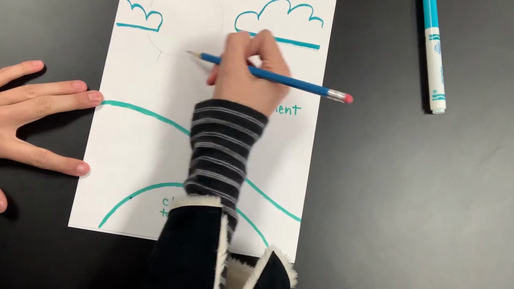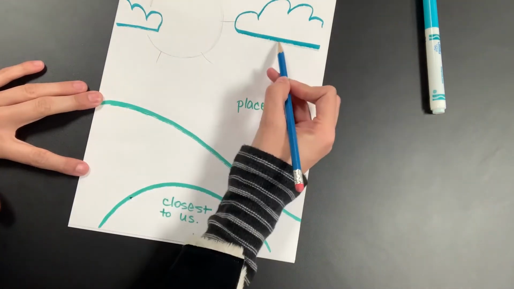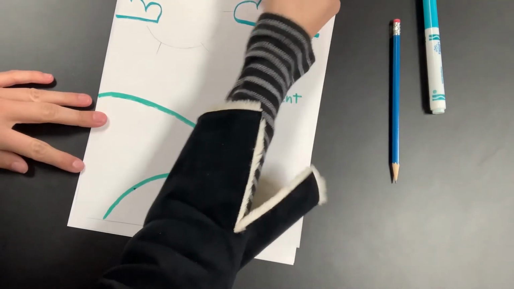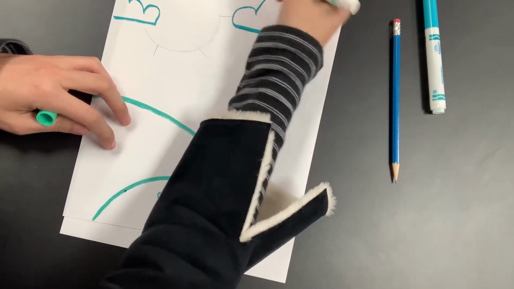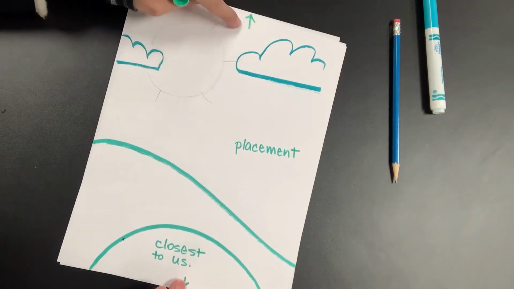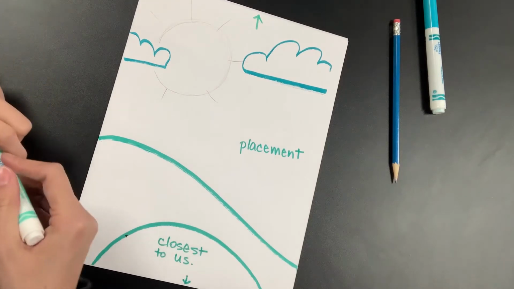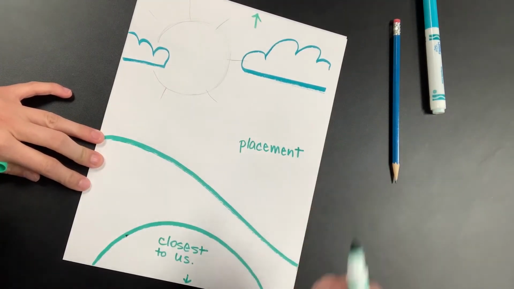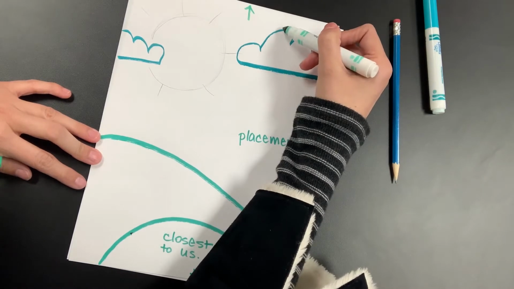So here's my big sun, and I'm showing that the sun is far away with the clouds by putting them near the top of the paper. So when we put things near the top of the paper, then it tells our viewer those are really, really far away. When we put things in the middle of our paper, it tells our viewer that they're not the closest to us. They're not the farthest away from us.